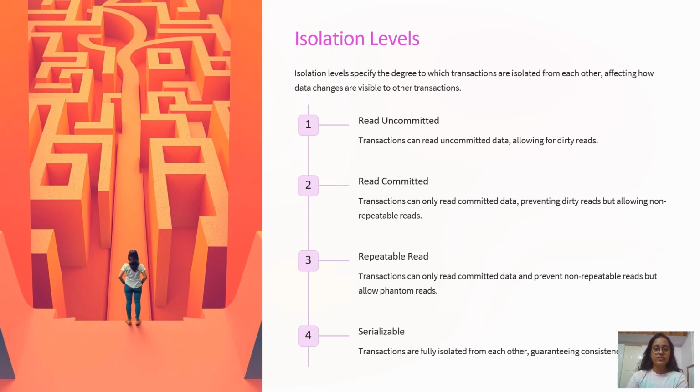At lower levels such as read uncommitted, a transaction might see uncommitted changes from others. This increases performance at the cost of consistency. Higher levels like serializable provide strict isolation but reduce concurrency. So the choice of isolation level depends on the application, which needs to balance accuracy as well as performance.